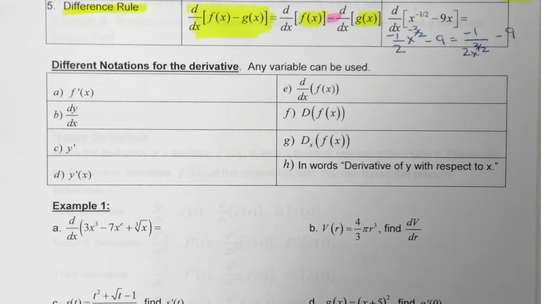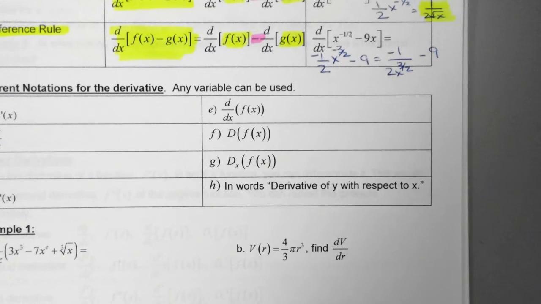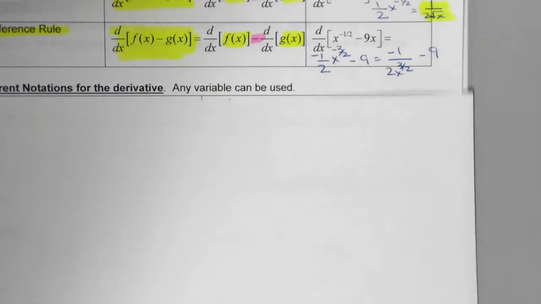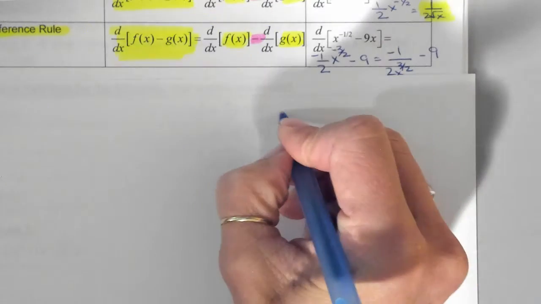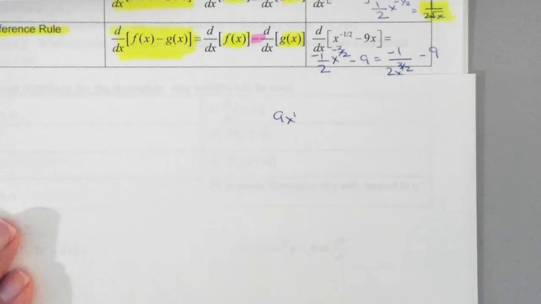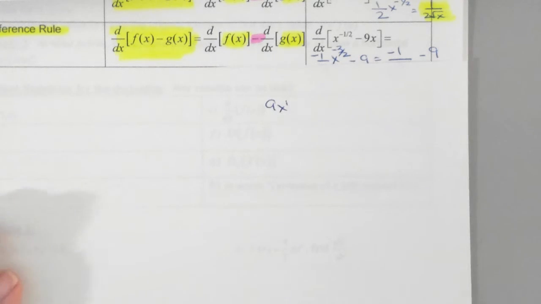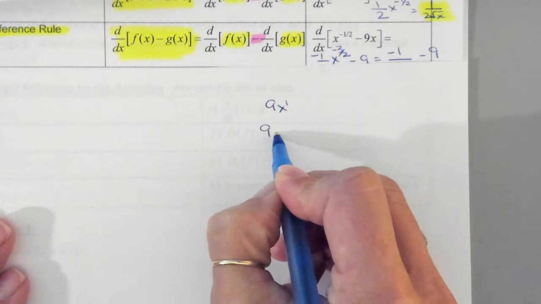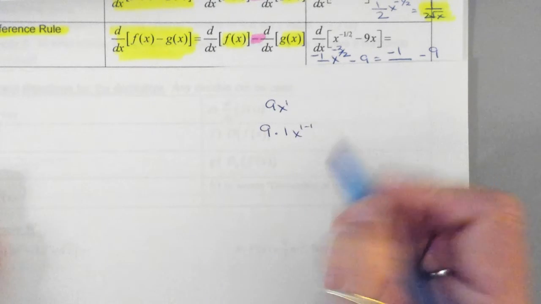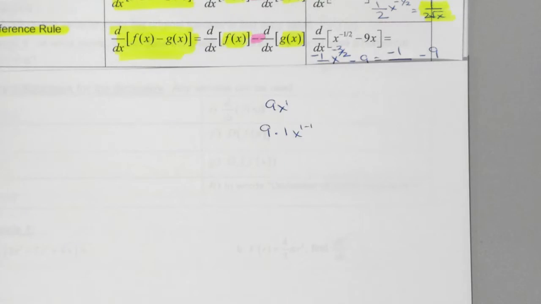So why don't we say negative 9? Because the derivative of x, oh, it's this one. Right, but the point is when you're taking the derivative, this is 9x. Forget about the negative for just a second. This is essentially to the first power. So just like the one that I showed you, it's 9 times this 1 comes down, and then it's x to the 1 minus 1. So x to the 0 is just 1. Okay?